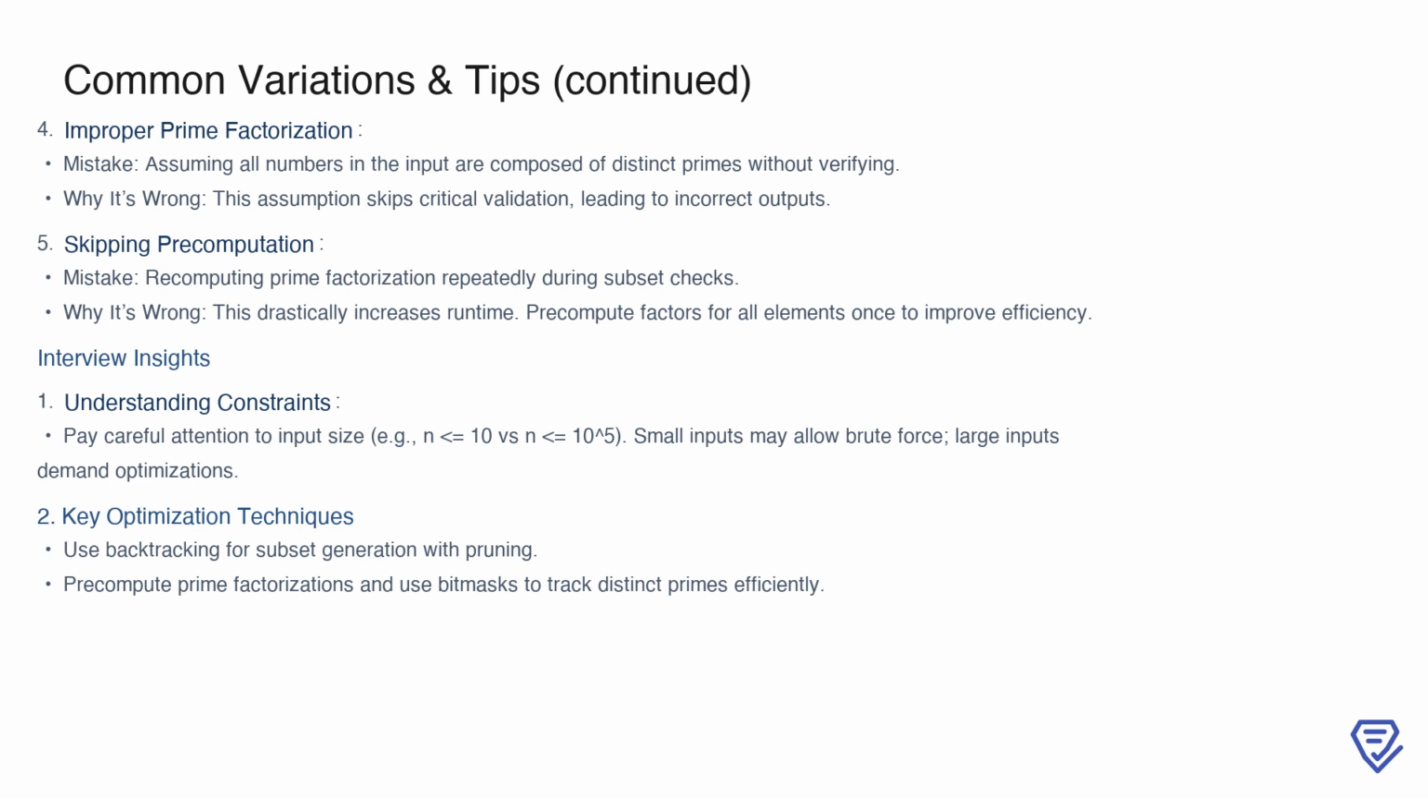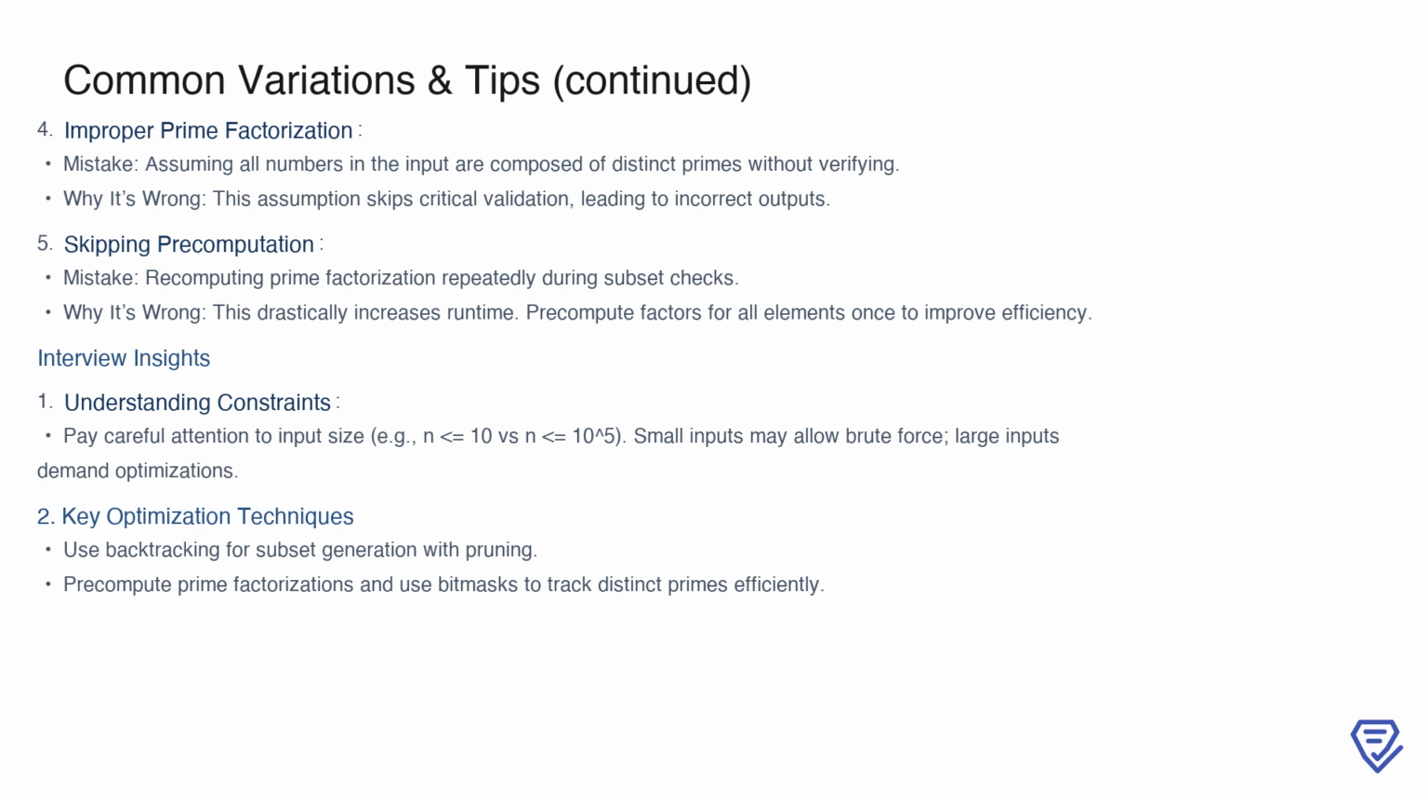Additionally, skipping pre-computation is a significant inefficiency. If you repeatedly compute prime factorizations during subset checks, it can drastically increase the runtime. Instead, pre-computing the prime factors for all elements at the start of the process can save a lot of time.